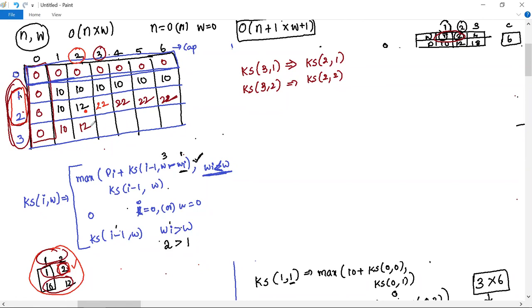Total value is 12. Next, Ks of 3 comma 4. Yeah, this is very important. Now, what is the meaning? We have three objects, and the capacity of the knapsack is 4, right?